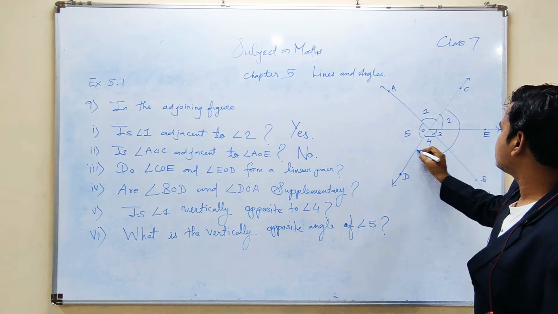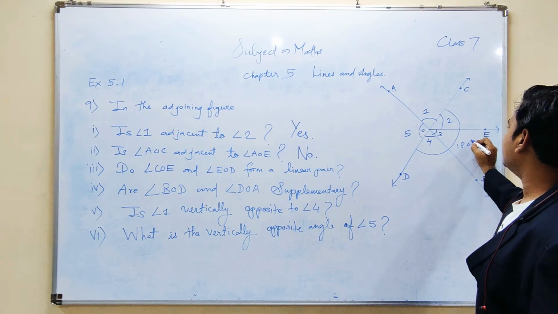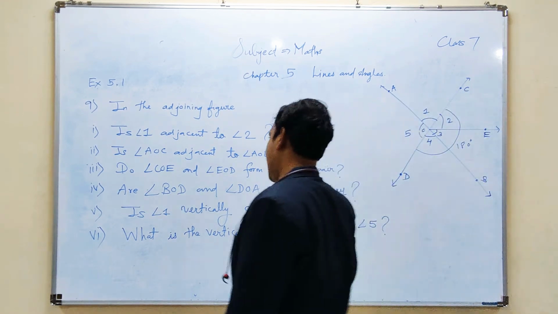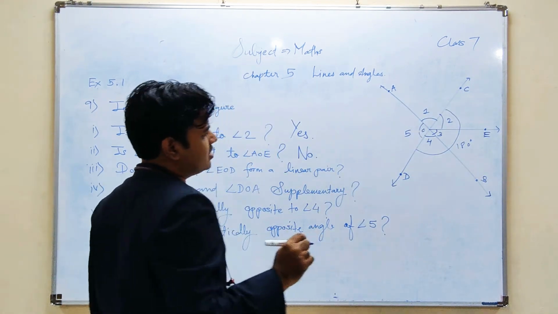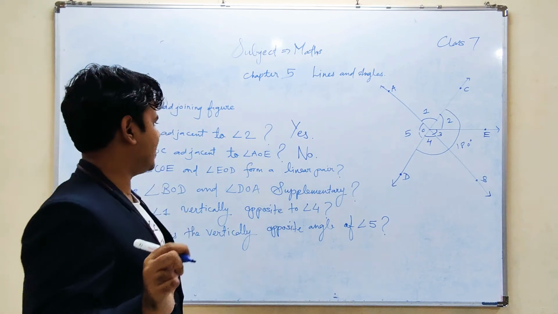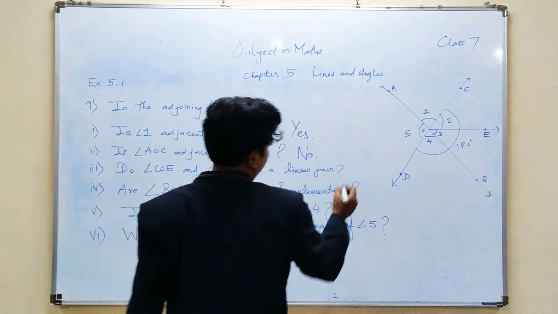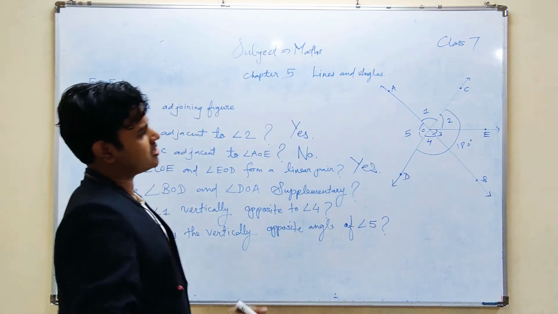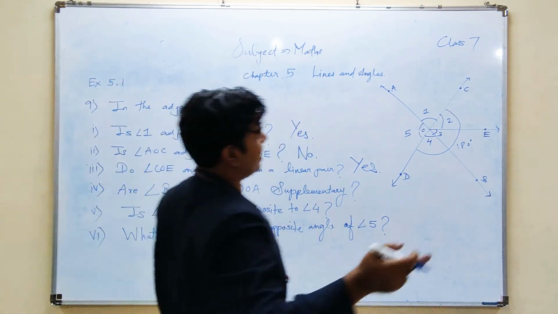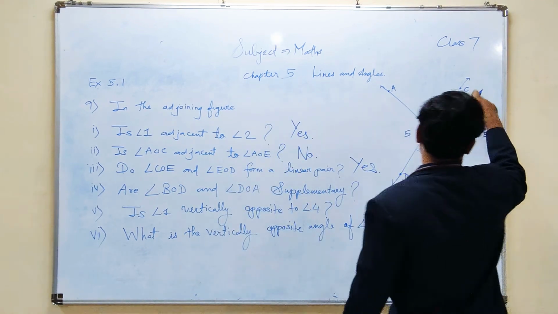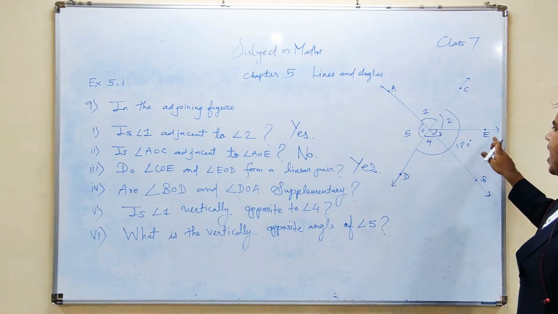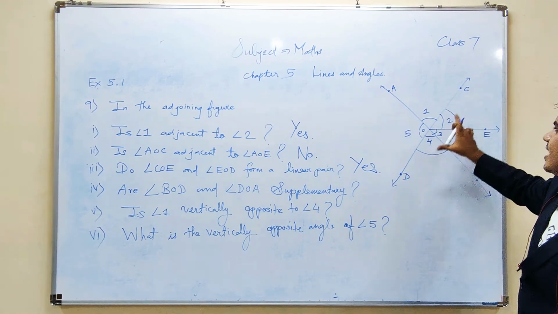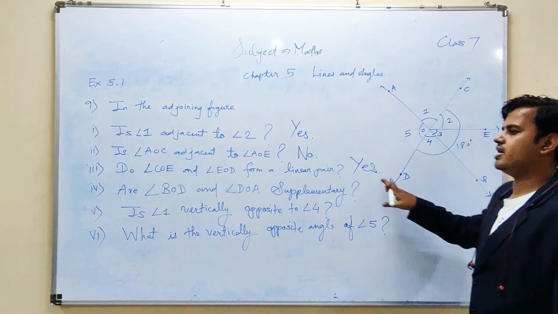If you measure this, it is 180 degrees. The definition of a linear pair is that the sum of the two angles is 180 degrees. So we can write yes. If we measure both angles, COE and EOD, they lie on a straight line and they form a linear pair. So we wrote here yes.